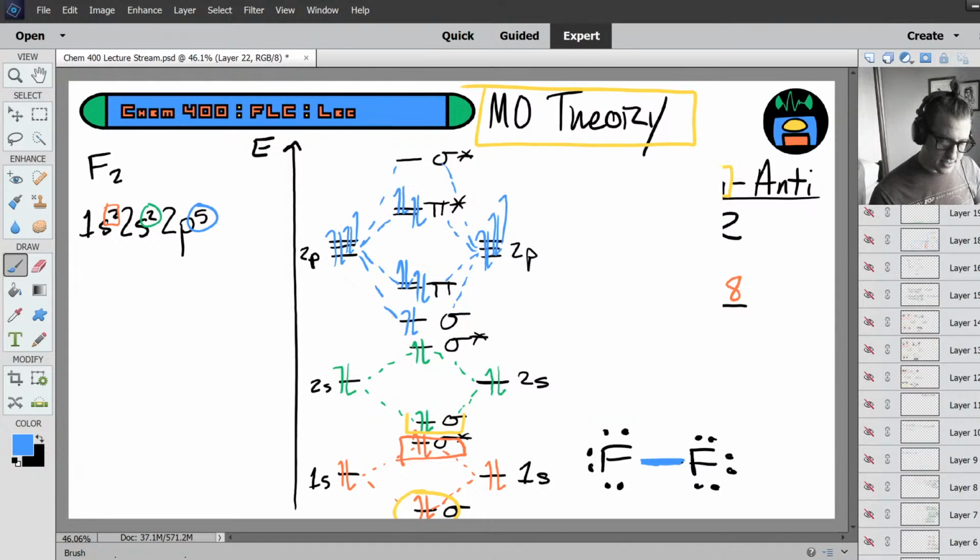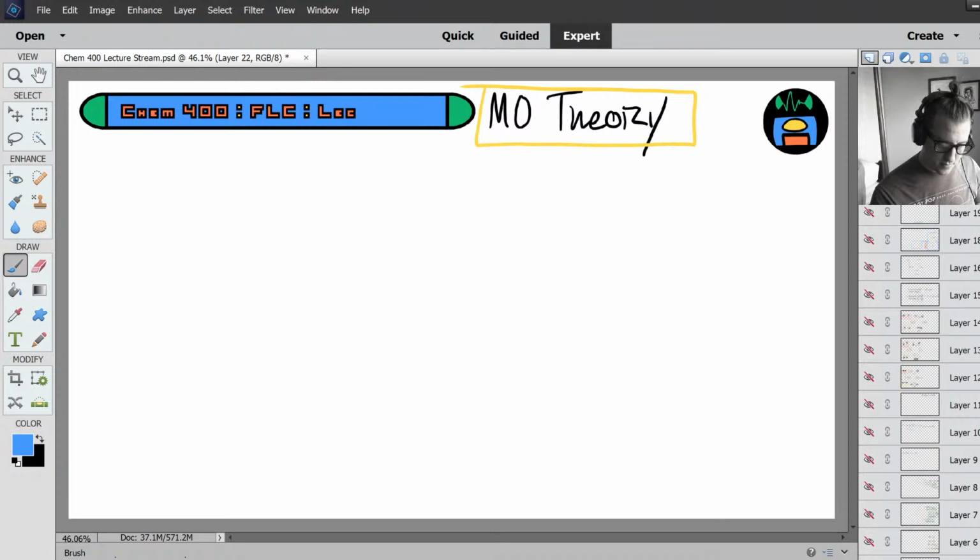Let's look at the molecular orbital diagram for dineon. Now you might be going, wait a minute, neon's a noble gas. I thought noble gases didn't like to bond. Well, let's draw the molecular orbital diagram and calculate our bond order. Let's see what happens.